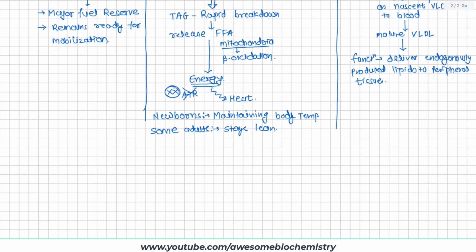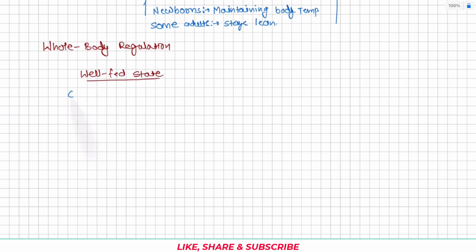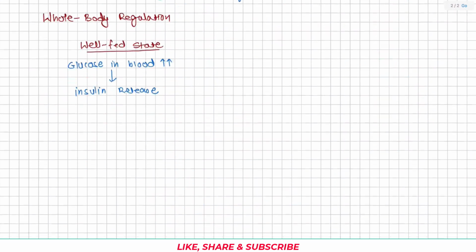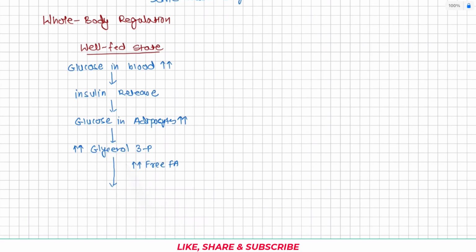Finally, let's connect this to whole body regulation. In a well-fed, adequately nourished state, glucose inflow into the blood increases, which triggers insulin release from the pancreas. Because adipocyte glucose entry depends on insulin, through GLUT4, glucose entry into adipocytes rises. This raises the glycerol 3-phosphate level, which allows more free fatty acid to be esterified into triacylglycerol, and as a result, serum free fatty acid level goes down.